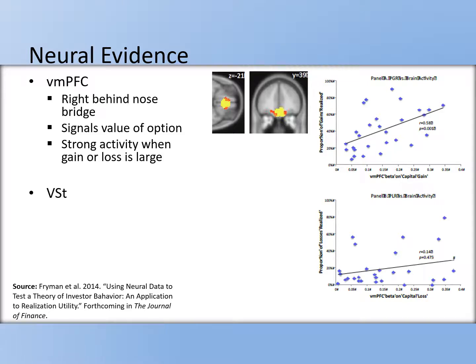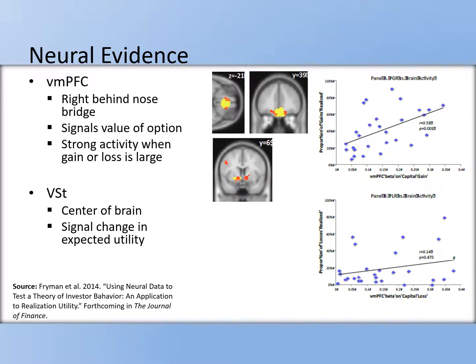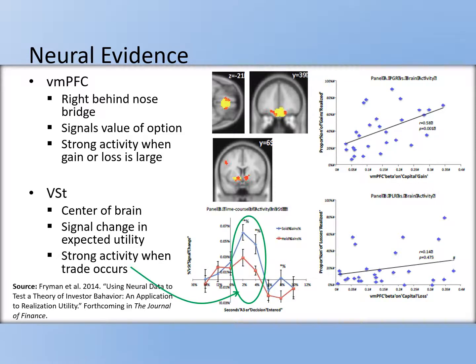And they also look at another region, VST, which is at the center of brain, which signals change in expected utility. Once again, unless you're a neuroscientist, you have to take their word for it, right? I mean, who knows? Signal change in expected utility. So once again, what you're looking at is the average of the subjects, because what they want to do now is have a timeline, the number of seconds after the decision was made.